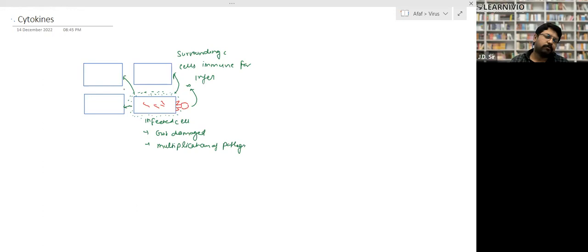Oh, okay. So these are the cytokine barriers. If you want, you can make it. Cytokine barriers. Make this diagram. Okay.